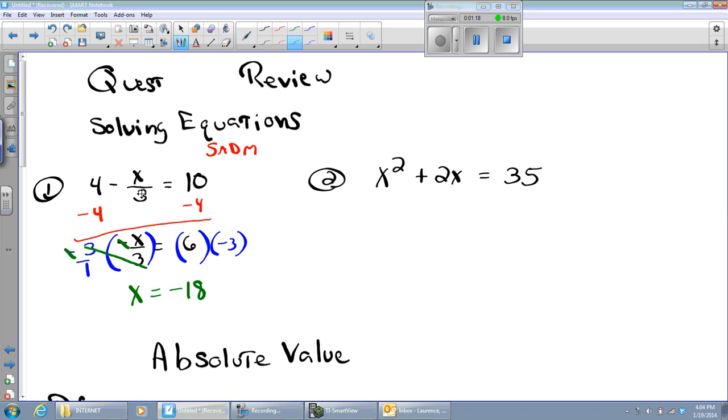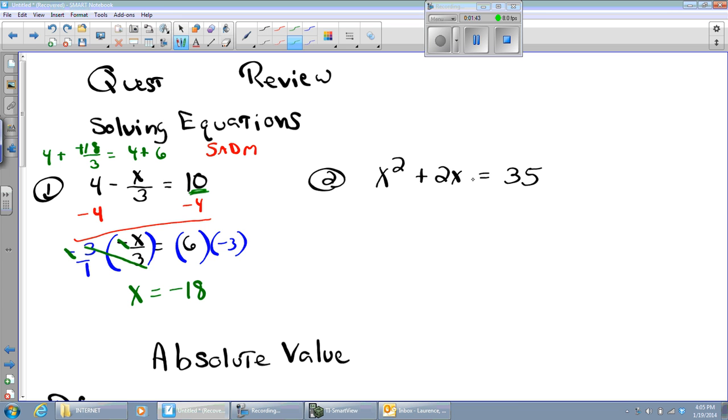Now, if I wanted to test to make sure I did it right, I could take this negative 18 and plug it back in for x. So my equation would be 4 minus negative 18 over 3, minus a negative is plus a positive. Following the order of operations, I need to do division. So this is really the same as 4 plus 18 divided by 3, which is 6. And 4 plus 6 is 10. So you see my solution works.